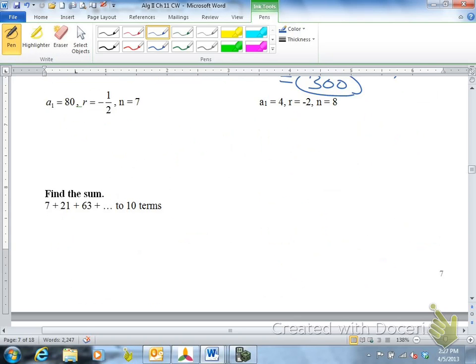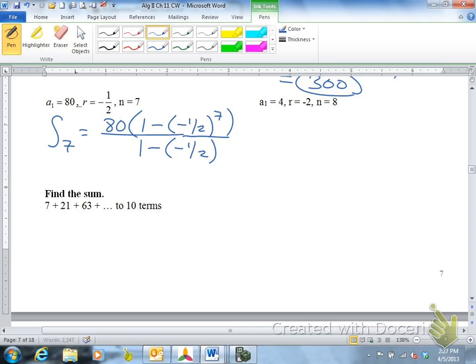So it would look like this. You have s sub 7 equals 80 times, parentheses, 1 minus negative a half to the 7th, divided by 1 minus negative a half. And see if you can type that correctly into your calculator.